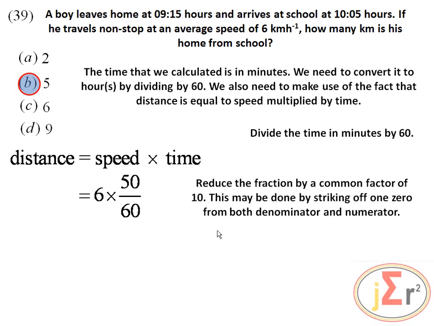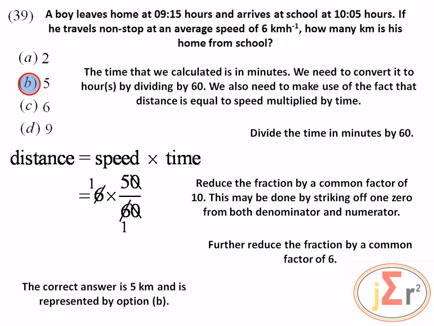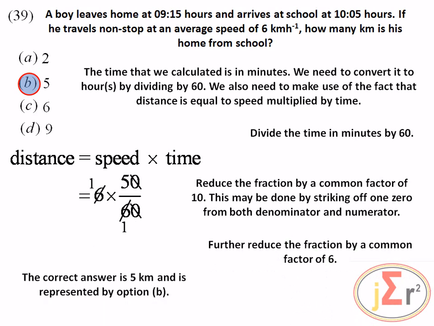Reduce the fraction by a common factor of 10. This may be done by striking off 0 from both denominator and numerator. Further, reduce the fraction by a common factor of 6. The correct answer is 5 kilometers and is represented by option B.